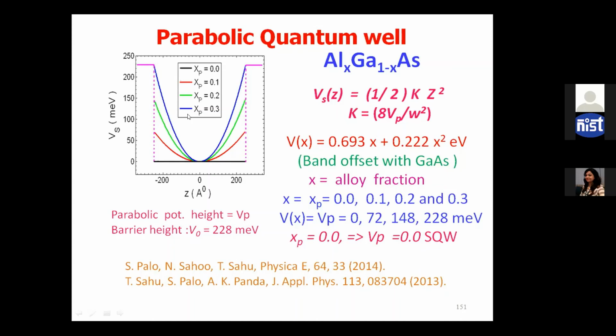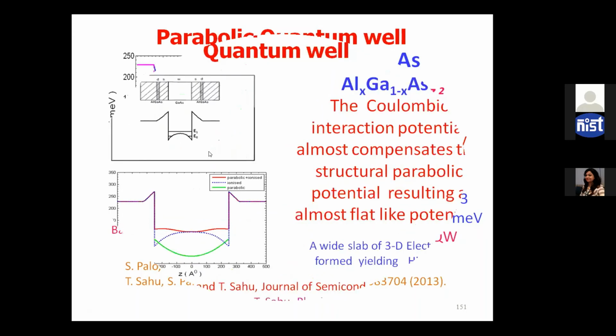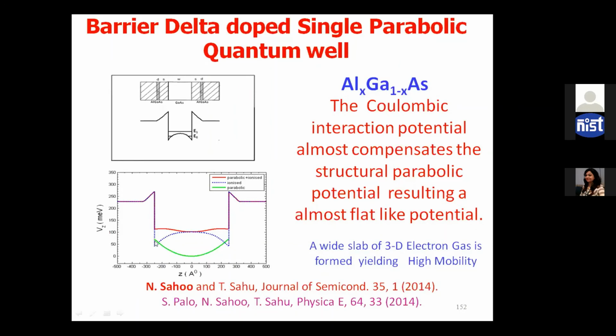When x equal to 0, it is square. If x equal to 1, this is the parabolic, and as x increases, the parabolic nature is more enhanced. So finally, there is a barrier, and inside the well it is parabolic. So when there is a parabola, we see what will happen. Now this is the parabolic structure potential.